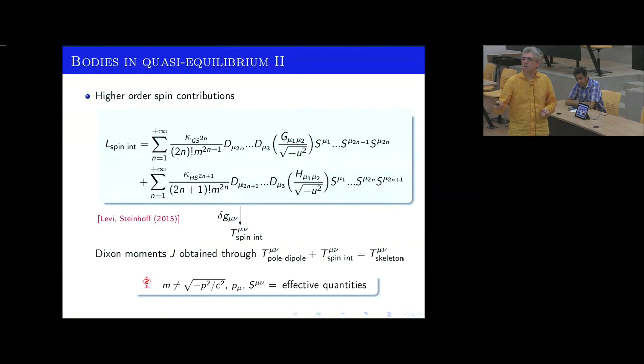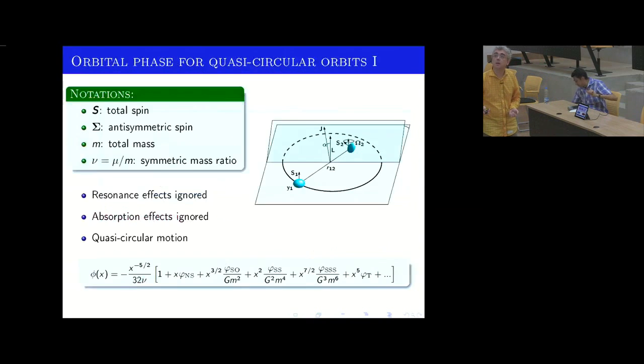Finally, by identifying the stress energy tensor derived from those types of actions or Lagrangians, and comparing with the previous skeleton T mu nu, we can actually compute explicitly the Dixon moments for those models.